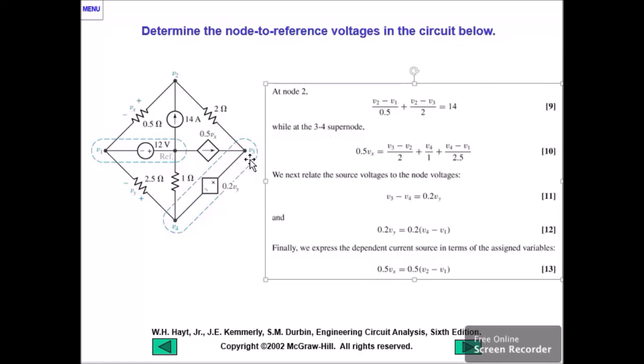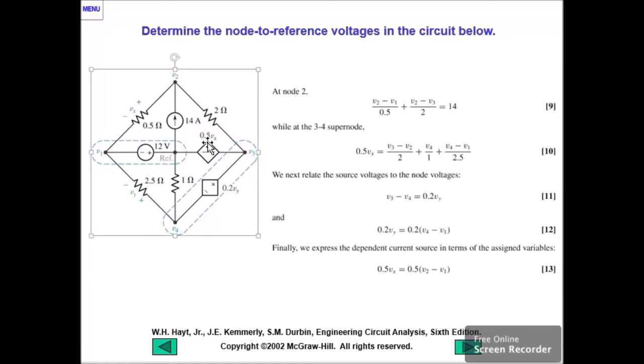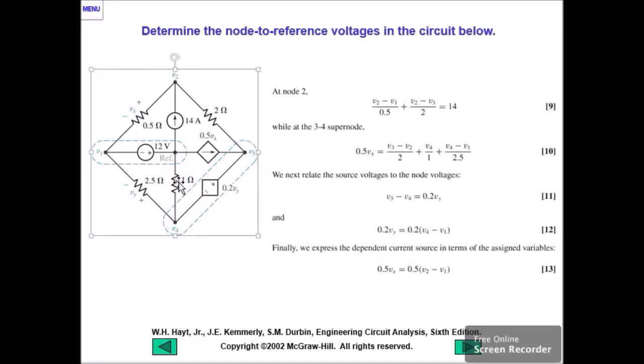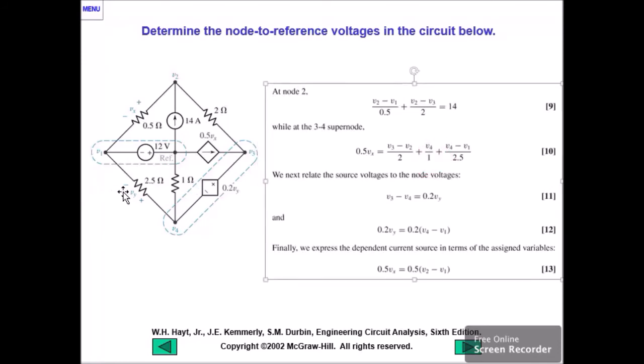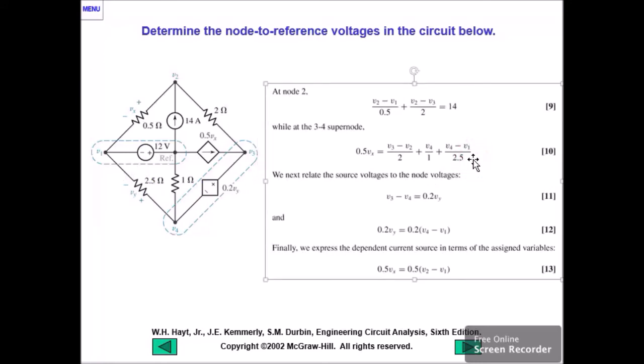At supernode 3 and 4, current entering natin ay 0.5 Vx. So, ito na po yun. Current leaving natin is, for this one, we have V3 minus V2 divided by 2. For this one, we have V4 minus 0 or V4 divided by 1. For this one, we have V4 minus V1 divided by 2.5, which is this one.